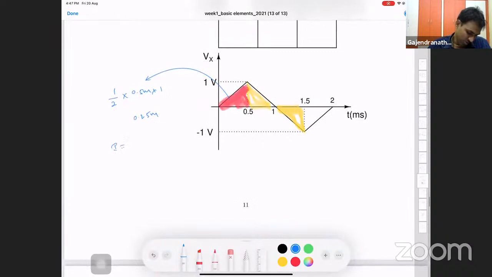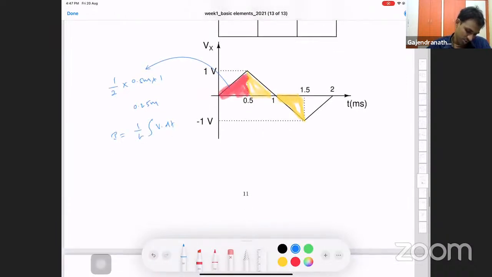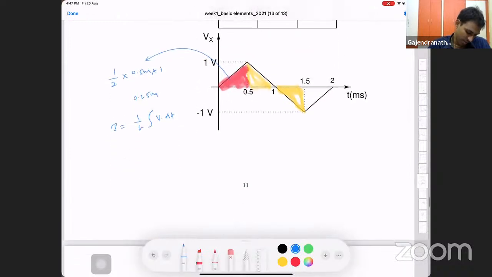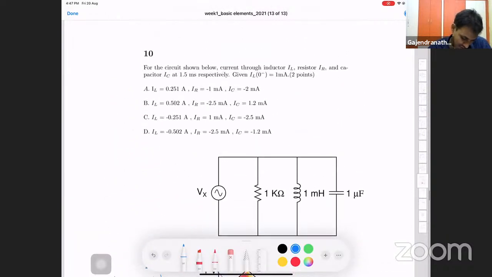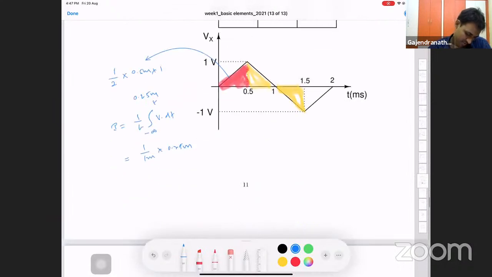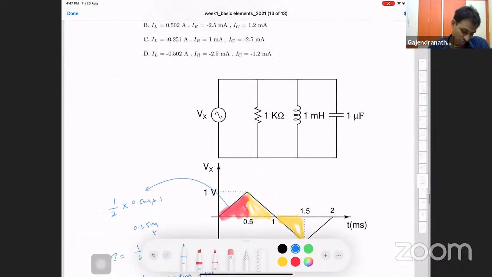Why am I doing it? I know that the current through the inductor is 1 by L integral V dt. So L value is given as 1 millihenry. So 1 by 1 millihenry multiplied by 0.25 milli. But the story did not end here. Actually, the current equation is minus infinity to t, right? So there is already an inductor current. How much is that current? 1 milliamp. Yes. So you have to do this plus 1 milliamp. So the answer is 1.25 milliamps for the current through the inductor.